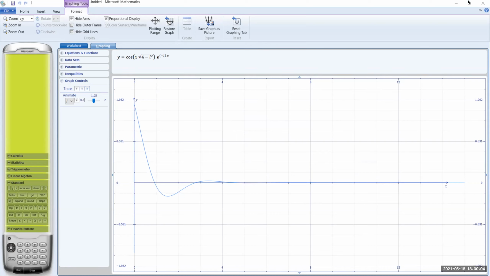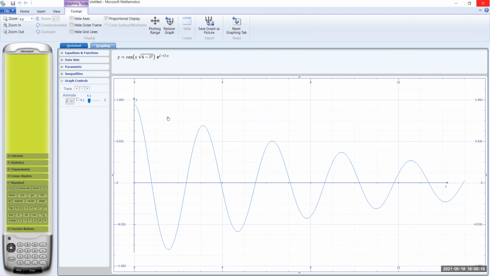And change the value of R. Change the value of R. As you can clearly see, the more I have of this, the less lambda, the more oscillations I have. The more lambda, the more damping I have.